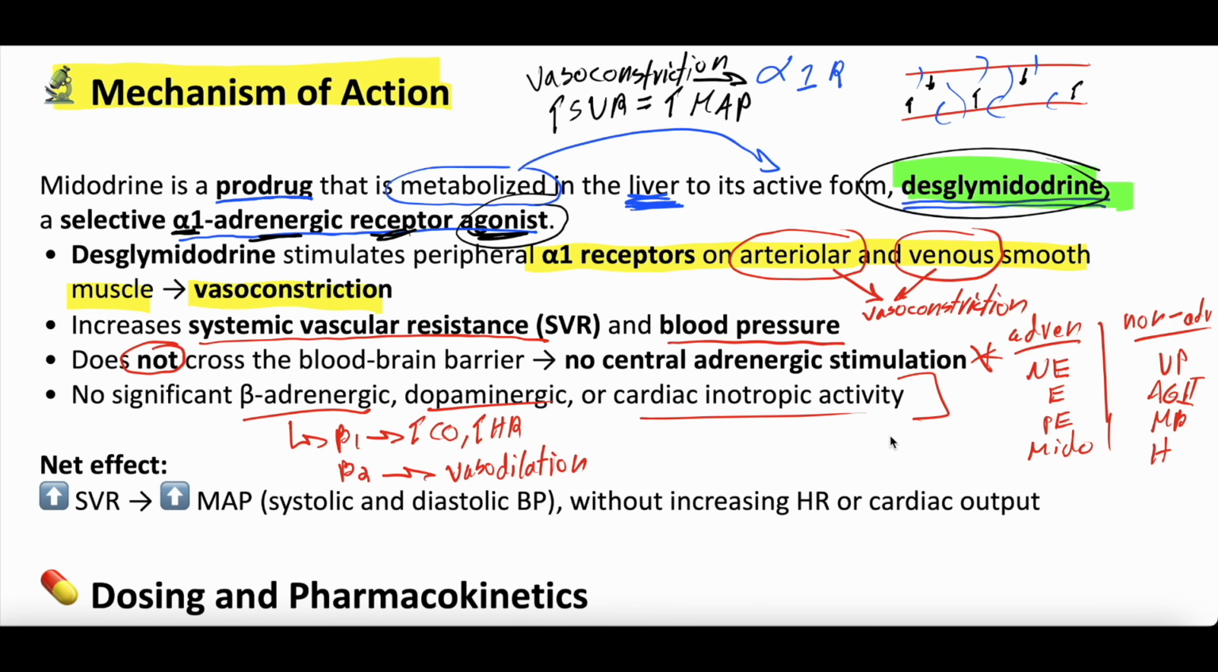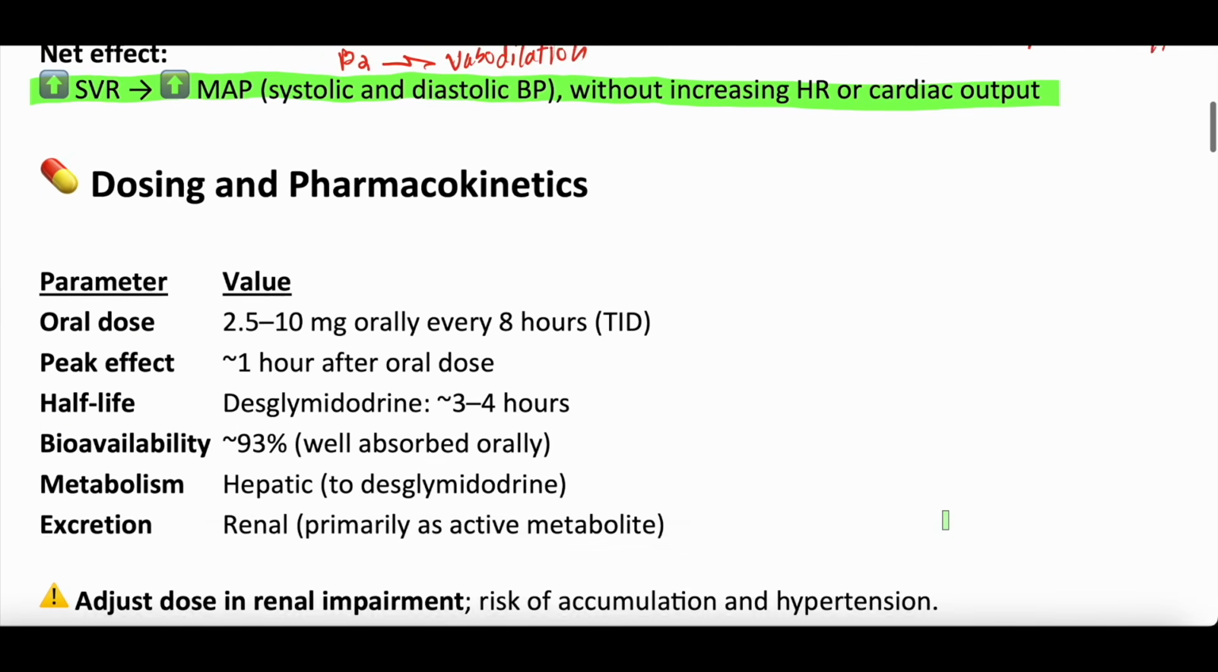It's a pure alpha-1 agonist. It vasoconstricts the peripheral vasculature without having effects on the heart otherwise. So the net effect here, just to be repetitive and really drive home the point, is that midodrine causes an increase in systemic vascular resistance, which can lead to an increase in mean arterial blood pressure, and it does not directly affect the heart.